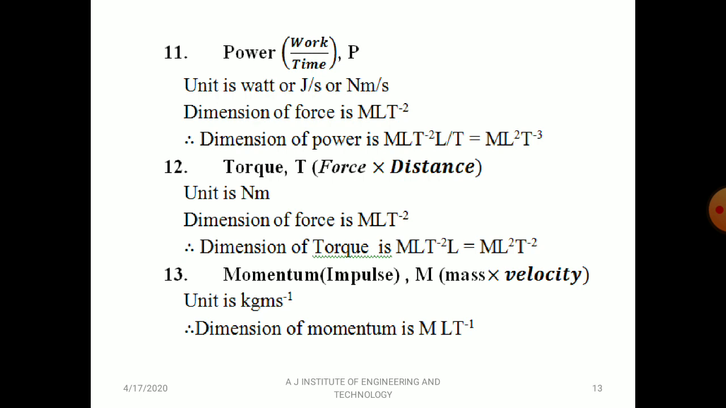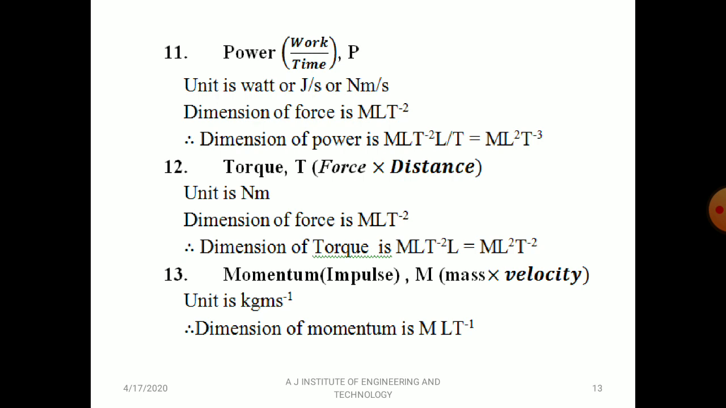Next, torque, that is represented by capital letter T. It is given by force into distance or force into radius. Force has unit Newton, and radius or distance has unit meter. So the unit is Newton meter. It is the same as that of work or energy. The dimension of force, that is for Newton, is M into L into T to the power minus 2. Therefore the dimension of torque is M into L into T to the power minus 2 into L, so that is equal to ML square T to the power minus 2.